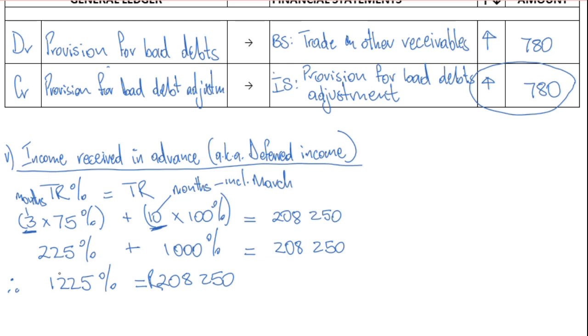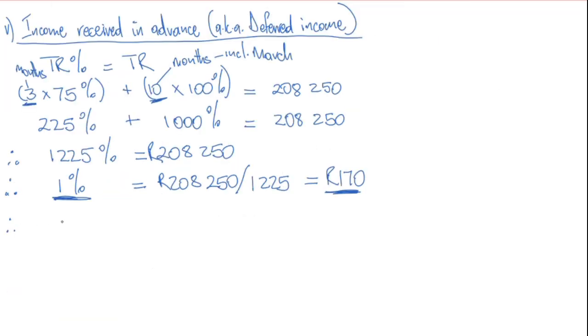Now we are able to get the value of 1% by simply saying 1% equals to 208,250 rands divided by 1225 equals to 170. So now we know that 1% equals to 170 rands.